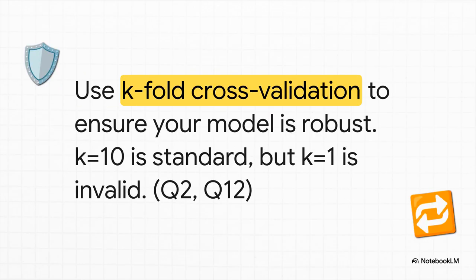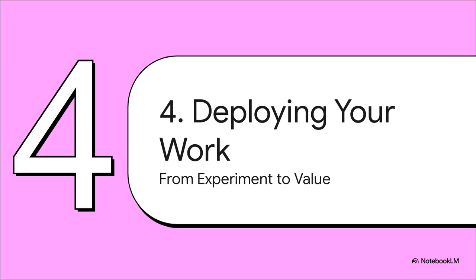And look, just training the model isn't enough. You have to validate it to make sure it didn't just memorize the answers. We do that with something called k-fold cross-validation. Just imagine chopping your data into 10 pieces, training on 9 of them, and testing on that last one. Then you repeat that process for all 10 pieces. That's the gold standard. Using just one fold, that's like letting a student grade their own test. It proves absolutely nothing.